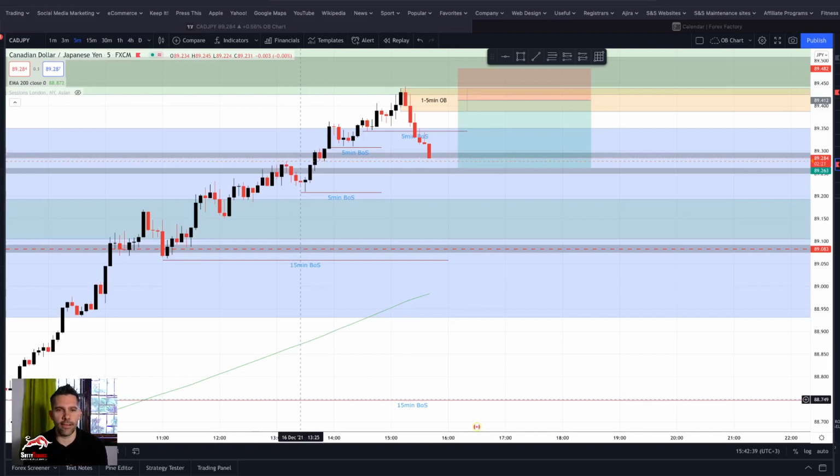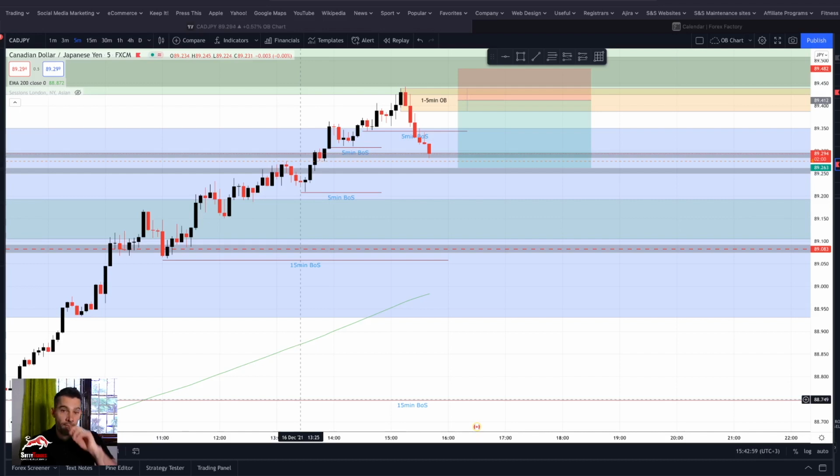This CADJPY pair is just taking forever. I've actually taken one trade. I think I was just getting impatient, went in when there was a very, very small break of structure. It wasn't enough, and I knew that even then.